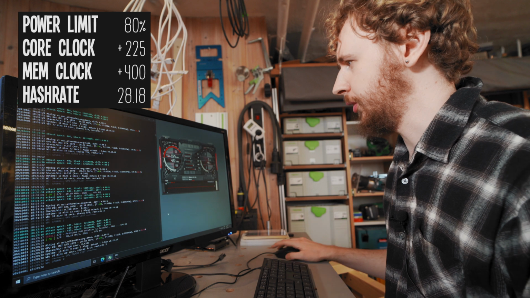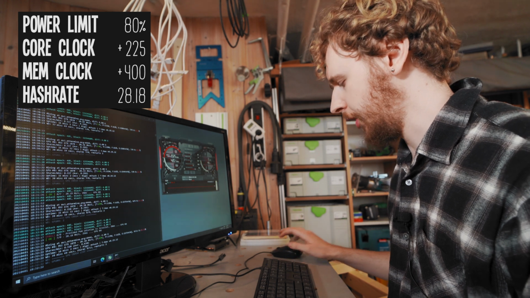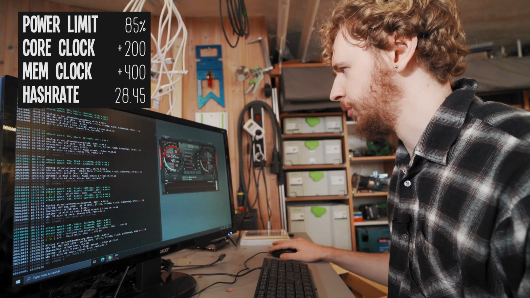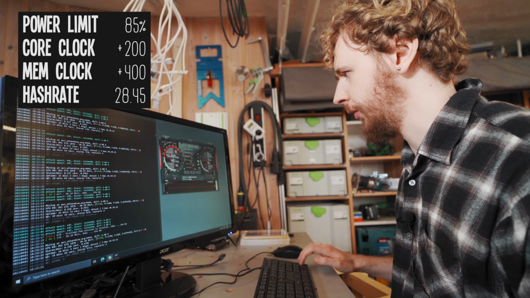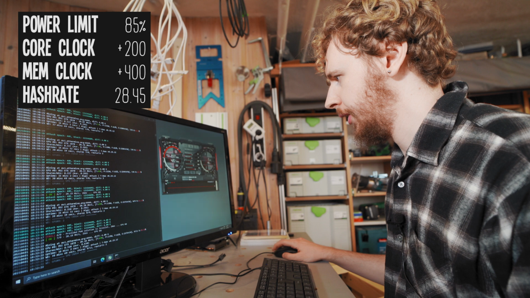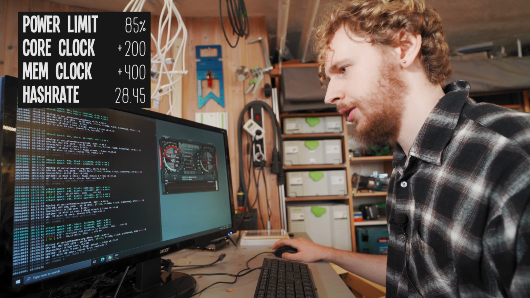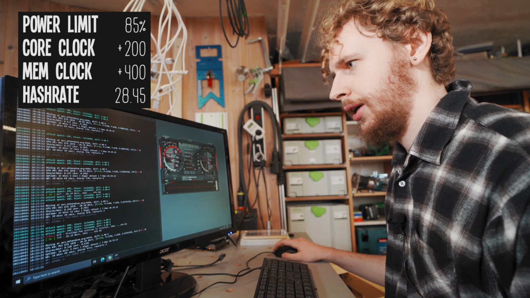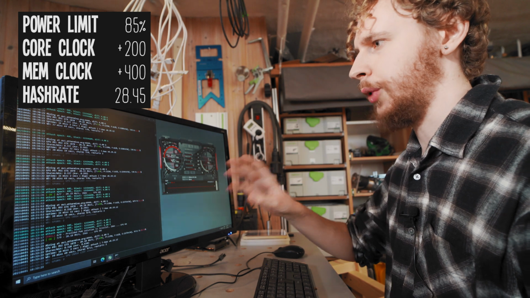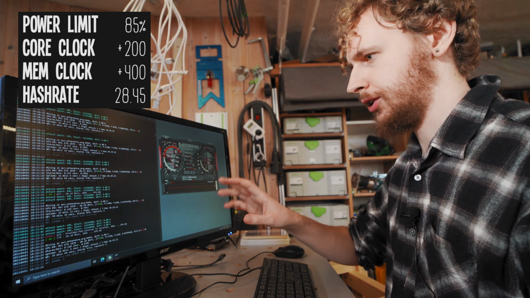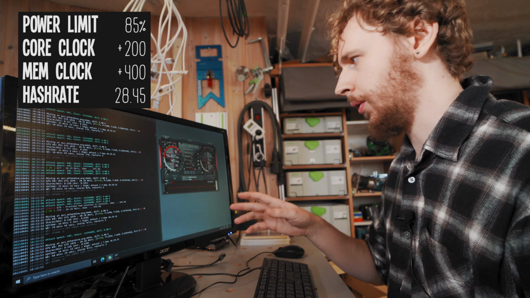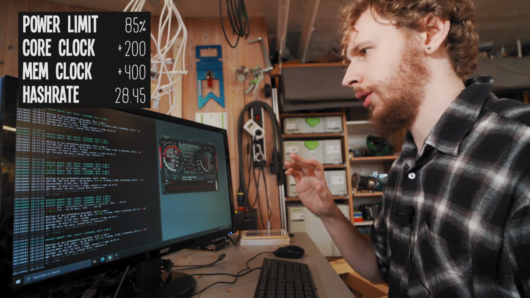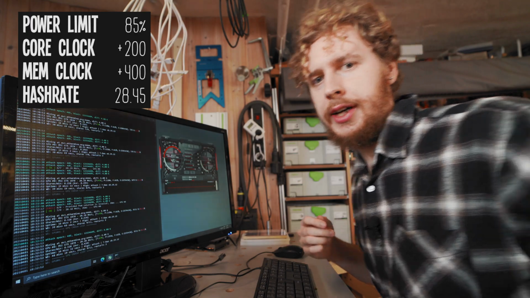So what I'm going to do is increase our power limit a little bit, back up to 85%, and I'm gonna lower our core clock to 200. And I'm gonna apply those settings, and I'm gonna just let this run for a bit and keep an eye on it. But that should be all good with these settings now. So I think I'm going to end the video there, guys.